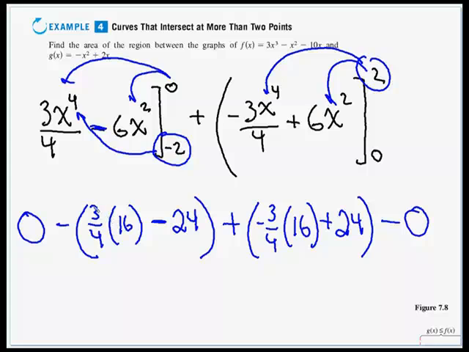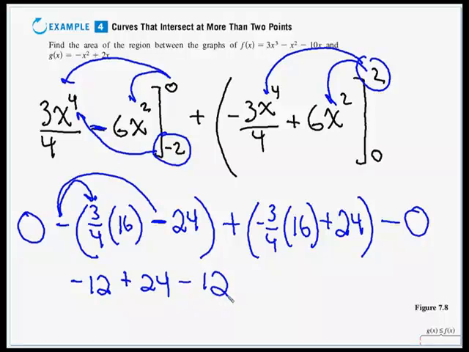So let's see what we got. 3 times 16 is 48. 48 divided by 4 is 12, and we distribute this negative. That's going to be a negative 12. Distribute the negative again. That becomes a plus 24. Plus, and here we have the same scenario as in the first term. 3 times 16 is 48, divided by 4 is 12, but this is a negative 12. So this will be a minus 12. And then we have our plus 24.